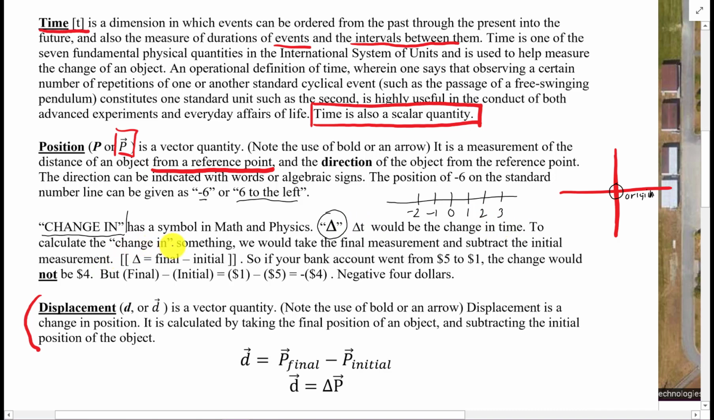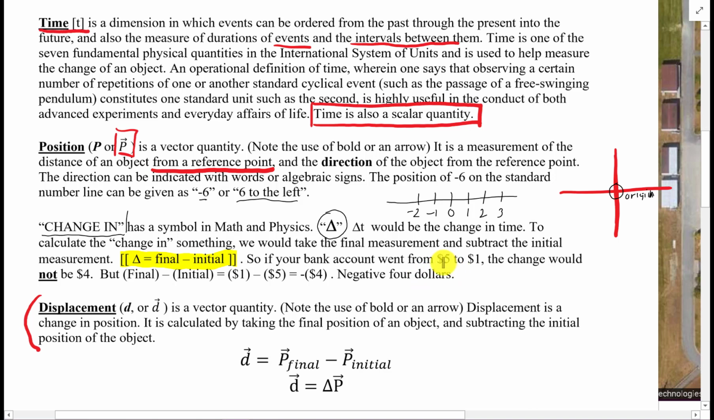And to calculate the change in something, we have to take the final measurement and subtract the initial measurement. This is a tough thing to understand sometimes. Our brain does it so fast, but we don't know exactly how we did it. So for instance, if your bank account went from $5 to $1 in one day, the change would not be $4, because we take the final minus the initial: $1 minus $5, it'd be -4. Our change would be -$4.